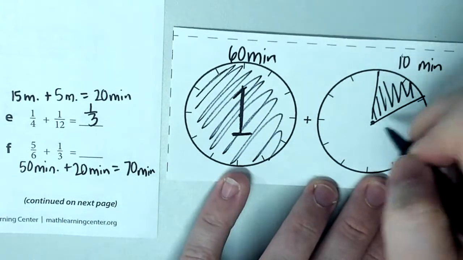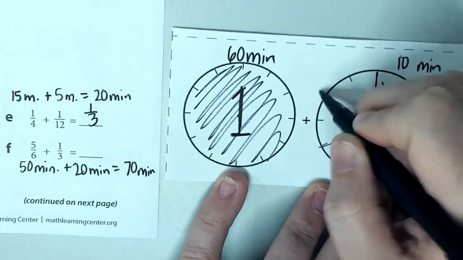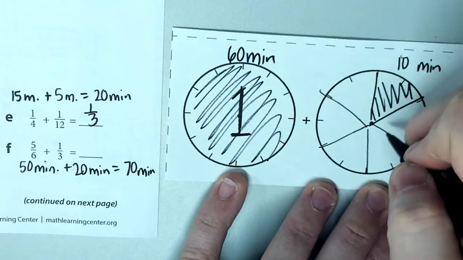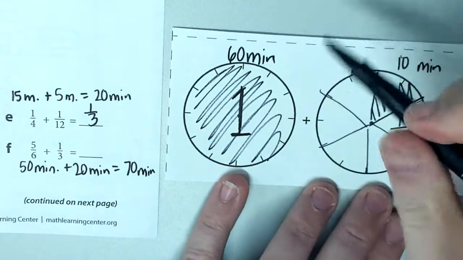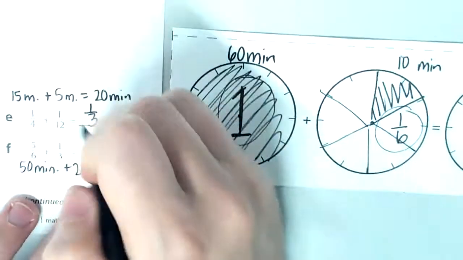How much is 10 minutes as a fraction? How about I draw on the rest of the pieces? Now tell me how much is shaded. It's 1/6. So 70 minutes is 1 1/6.